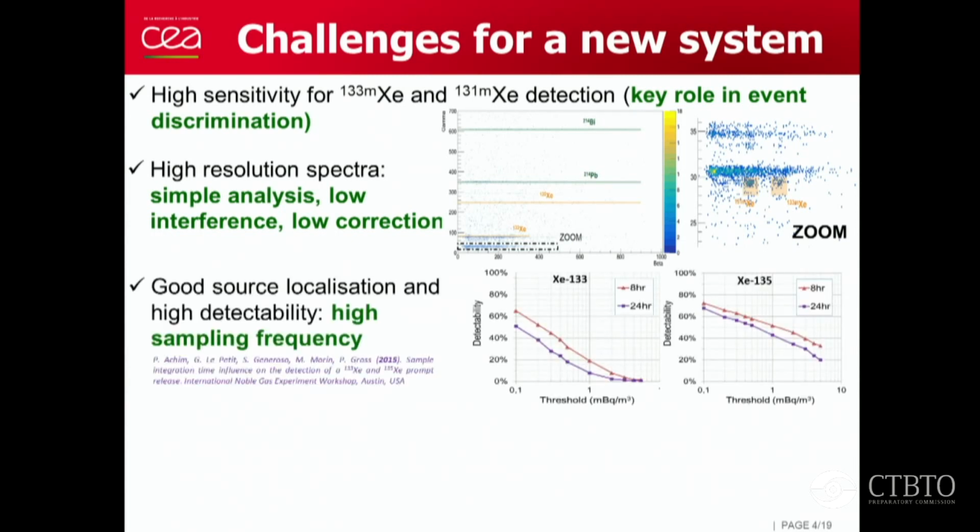Another point for us is to obtain a good source localization and high detectability. And for us, it goes with a higher sampling frequency. And that is illustrated with this graphic. If you see here, at a given detection limit, we increase a lot the detectability of an event when going from a 24-hour sampling period to an 8-hour sampling period, and 8 hours will be the target for the next generation of SPALAX.